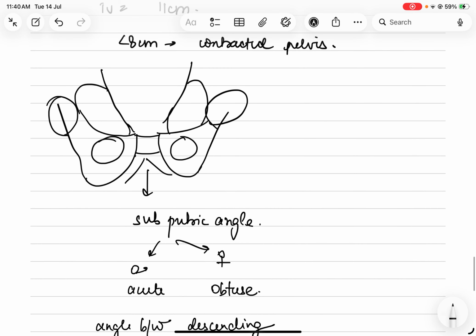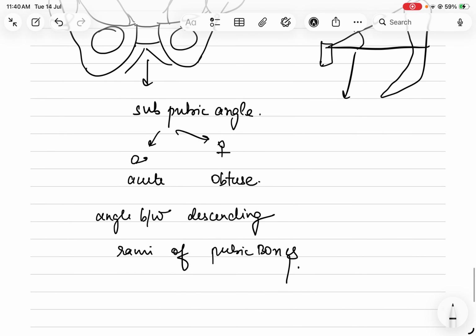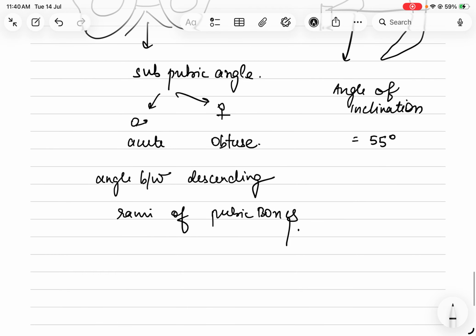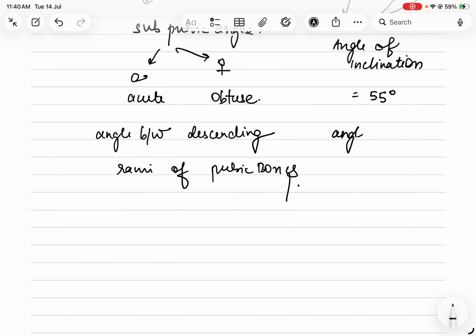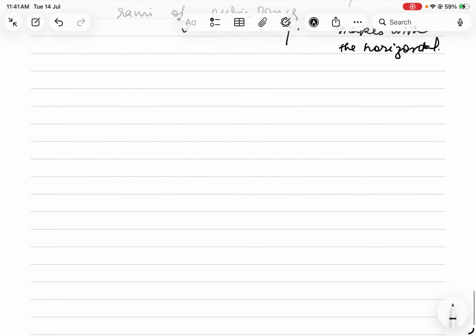Now there is also an angle of inclination. This is the pubic symphysis. This is the sacrum. Now what is this angle? This angle is the angle of inclination, guys. This angle of inclination is equal to 55 degrees, and it is the angle which the pelvic inlet makes with the horizontal.